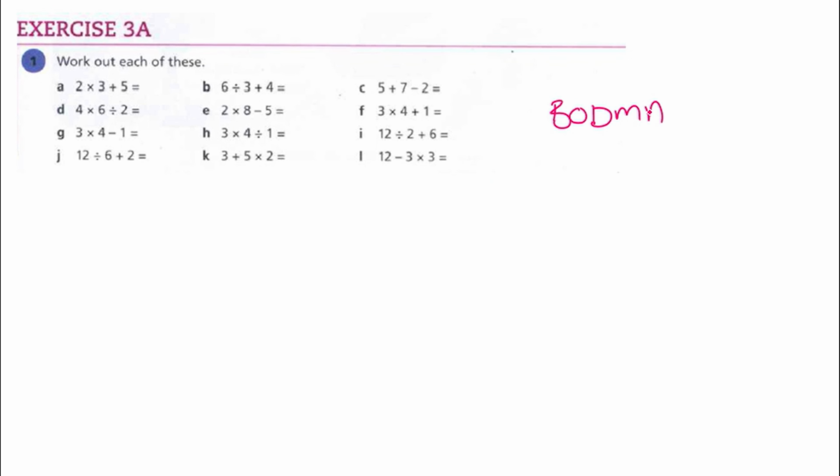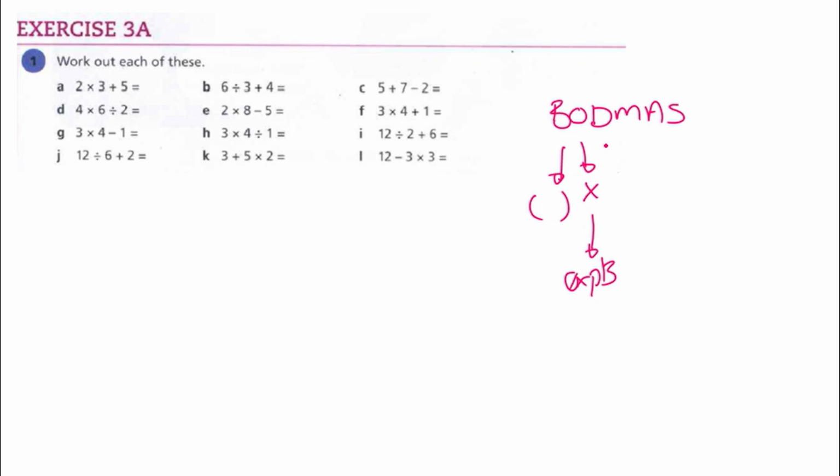So 2 times 3, plus 5 into 2. Addition plus multiplication will have 6 plus 5, which equals 11. But we could have done it with brackets, because we know that we perform brackets first. It wasn't necessary here in A.